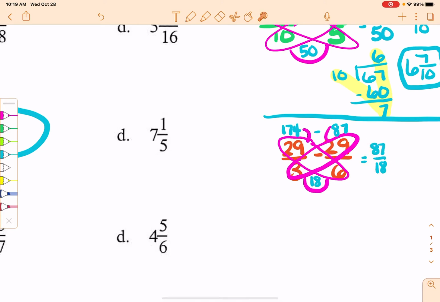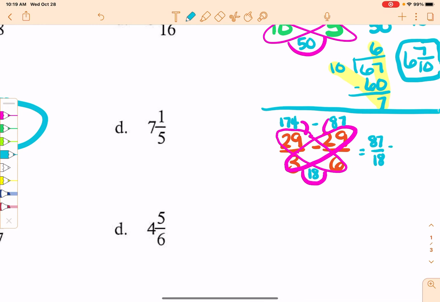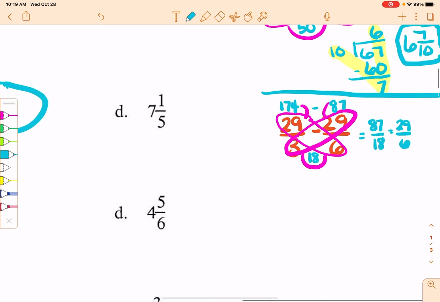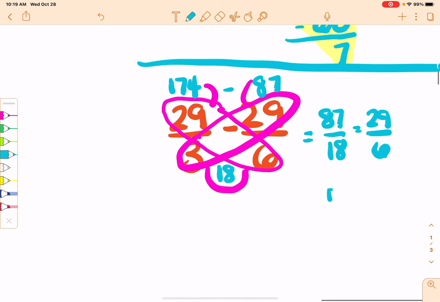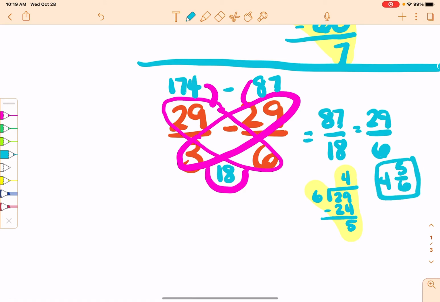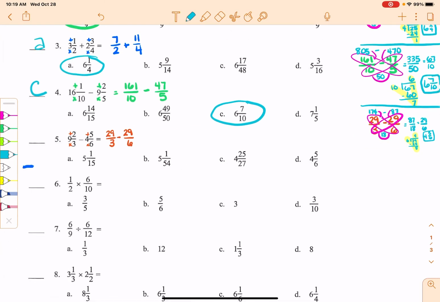Now, if I put this into Desmos, it's going to be 29 over 6. Okay, because the top number is bigger than the bottom, we're going to have to divide it out. So 6 goes into 29 4 times, with 5 left over. So 4 and 5 over 6. Which is going to match this. So it's going to be D.